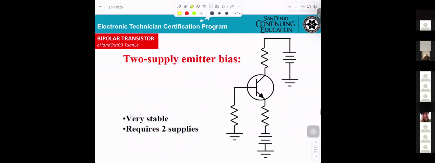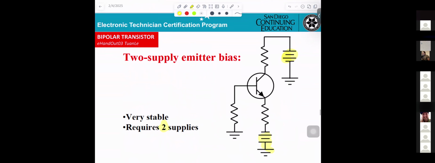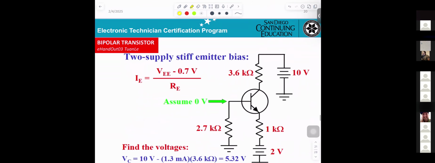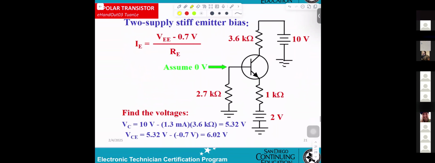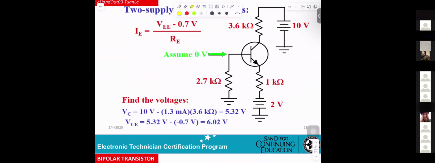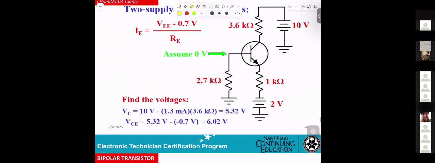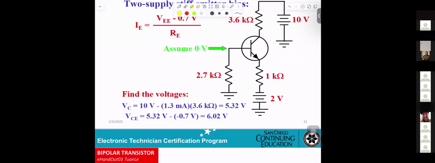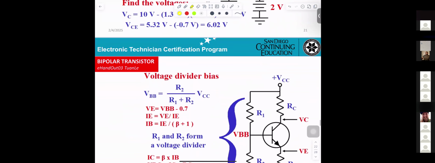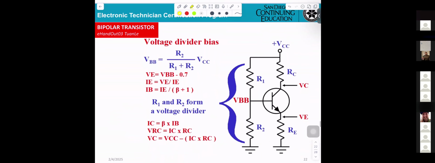Two power supply, emitter bias. Now they're using two. One positive, one negative. Very stable. However, require two power supplies. That's what they don't want. Okay, this is the calculation. If you get the time, you can go through that, get everything already calculated for you. And if you get any question, we'll be helping you.